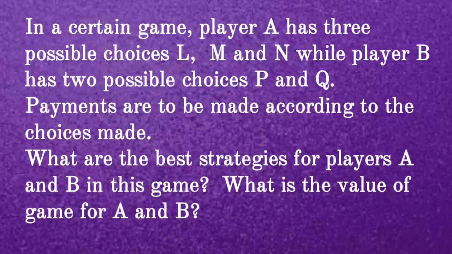We will read the first question. In a certain game, player A has three possible choices L, M and N, while player B has two possible choices P and Q. Payments are to be made according to the choices made. What are the best strategies for player A and B in this game? What is the value of game for A and B?